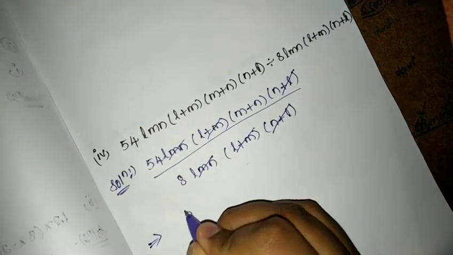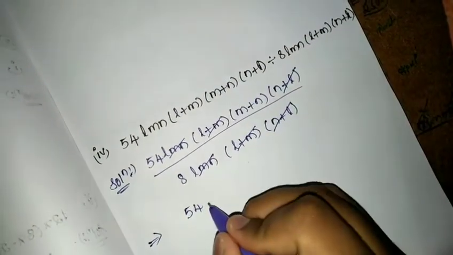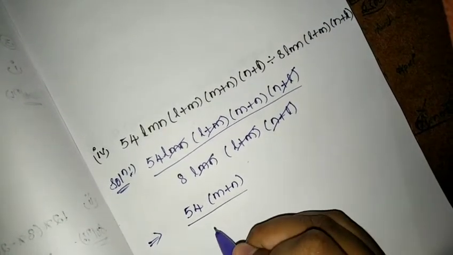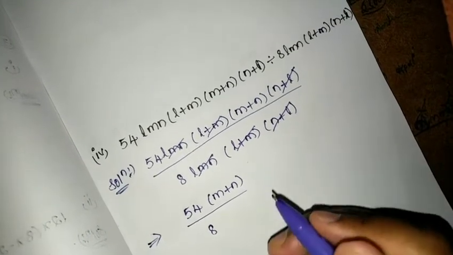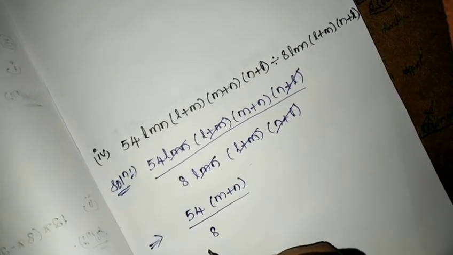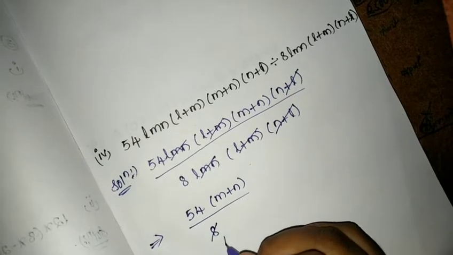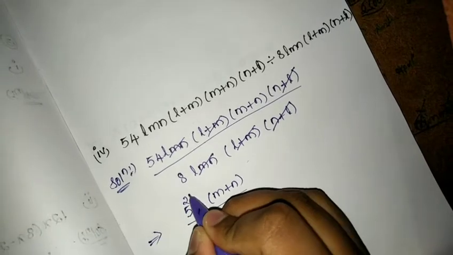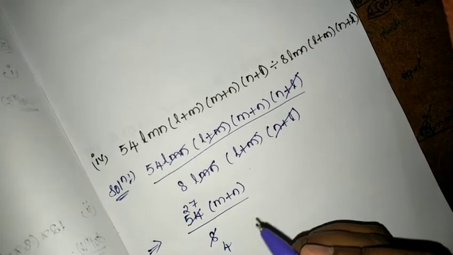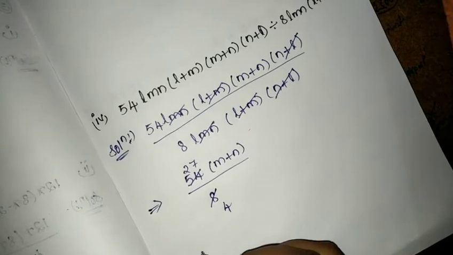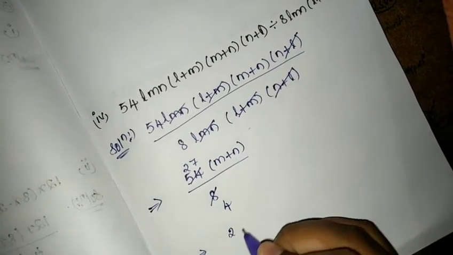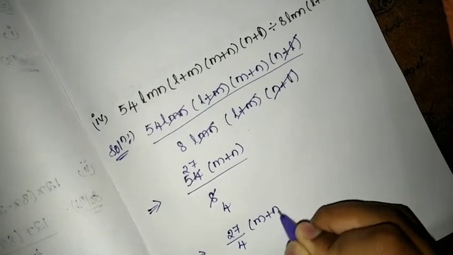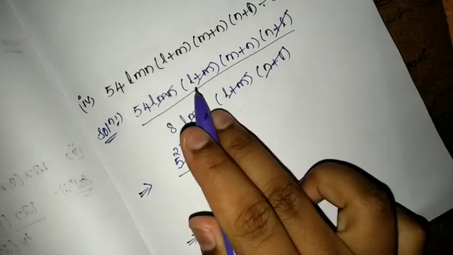Then what is the remainder? 54 in the numerator, (m plus n), divided by, in the denominator, 8 only we have. So in the table of 2 we can cancel: 2 fours are 8, 2 twenty-sevens are 54. That's it. So the solution for the fourth problem is 27 by 4 into (m plus n). So this is our final solution for the fourth problem.